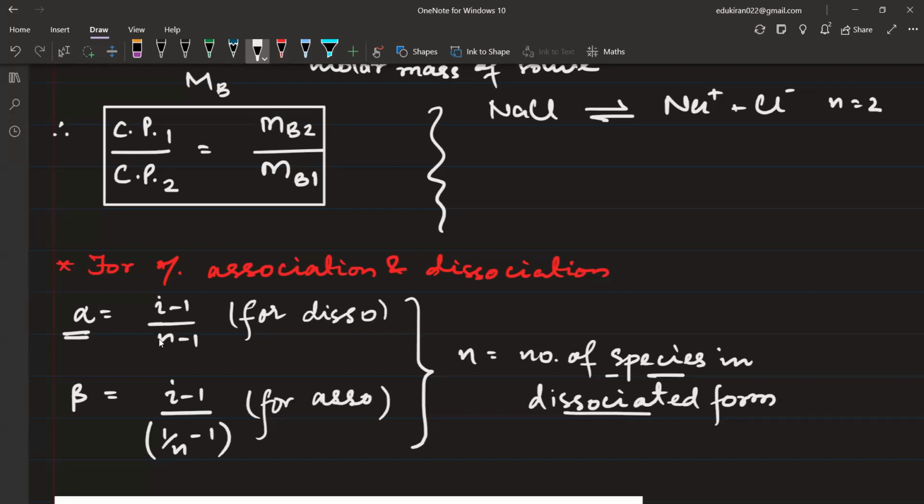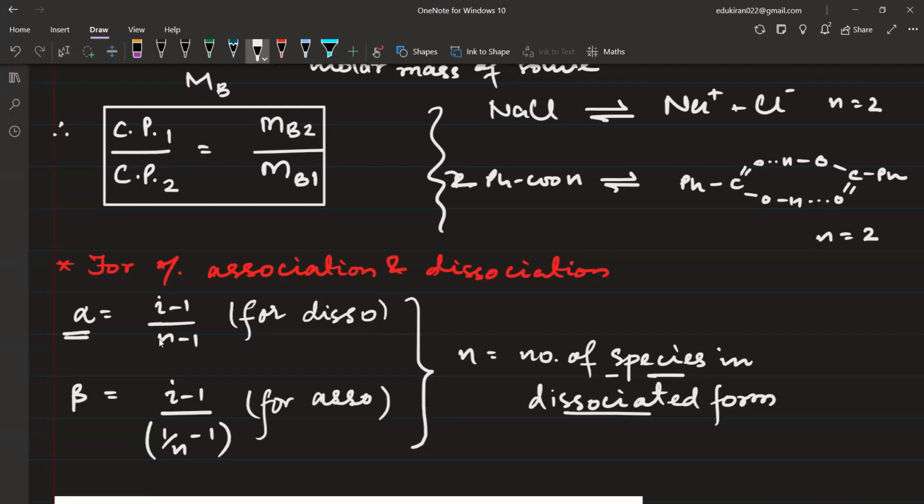Now let us suppose we have acetic acid or we have benzoic acid in benzene. So benzoic acid, 2 molecules of PhCOOH, they associate with each other as Ph carbon double bond O, OH, with hydrogen bond with the double bond O, carbon, OH, again hydrogen bond and Ph. Theek hai? To again yahan pe bhi n ki value kya ho jayegi? n will be again 2. Why? Because number of species in the dissociated form. Ye to associated form ho gaya. Dissociated form kaun sa? Ye wala. Okay. So n is equal to the number of species in dissociated form.